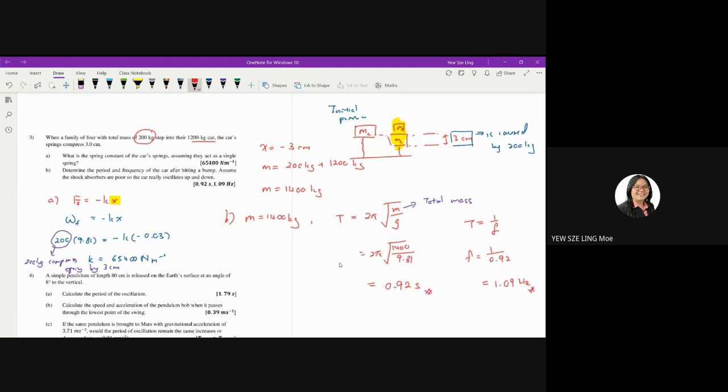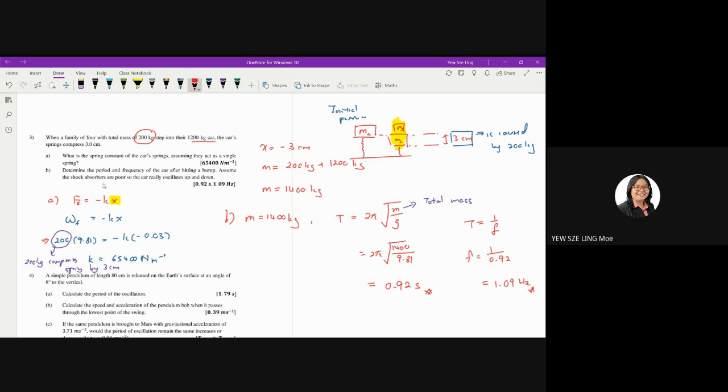The crucial thing in this question is to know when to use the mass of the family and when to use the total mass of the two objects. For question A, we use 200 kg because this compression of 3 cm is happening because of this 200 kg, not because of 1,400 kg. If the compression were caused by 1,400 kg, then you would use 1,400 for m here. But according to the question, the compression is caused by 200 kg, the mass of the family.